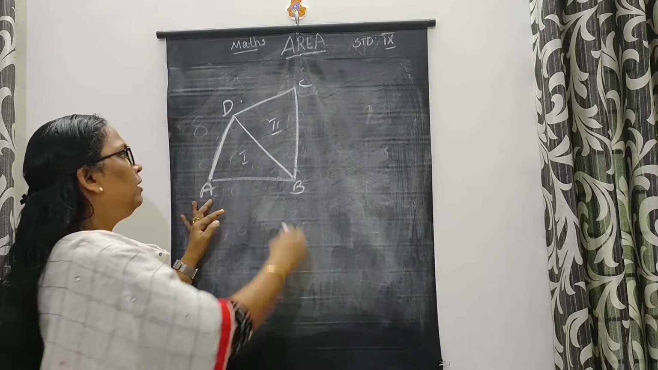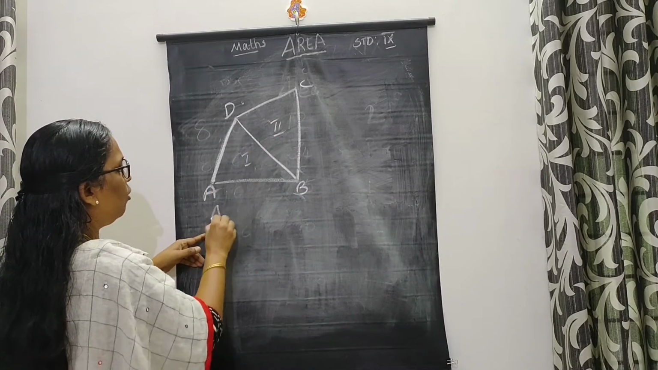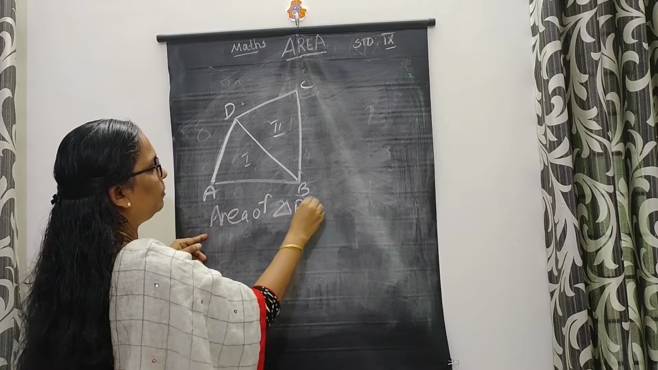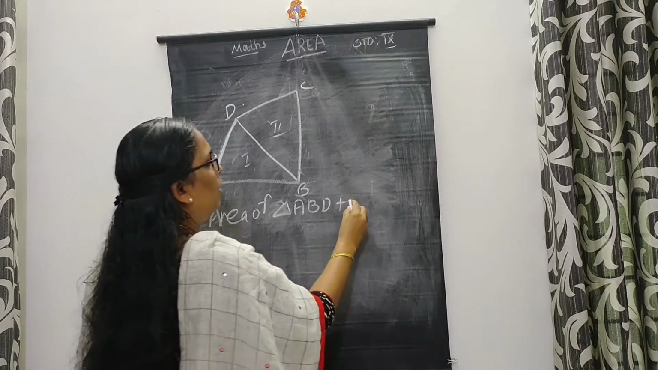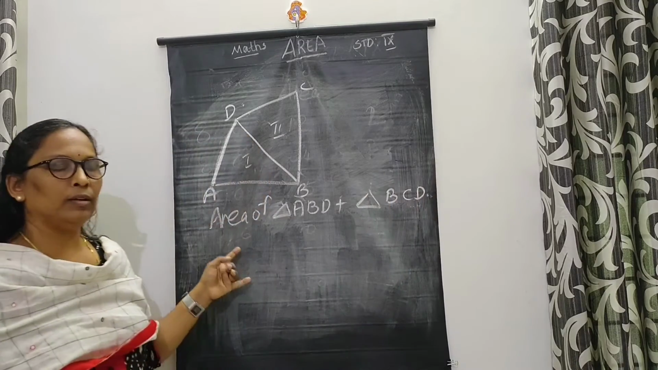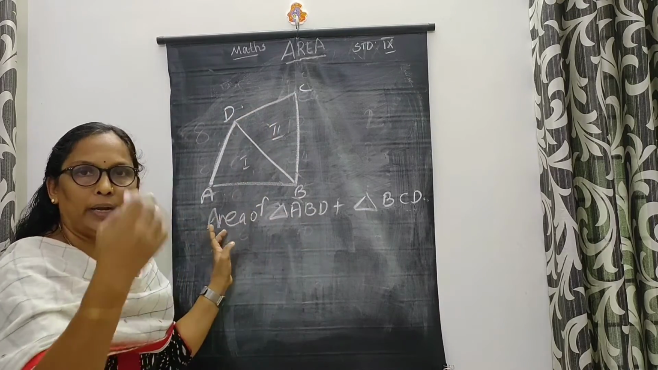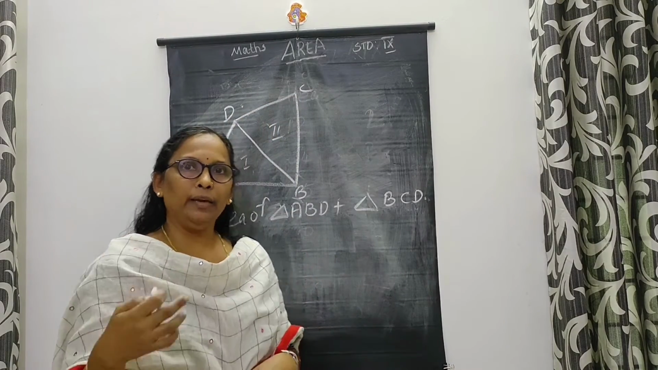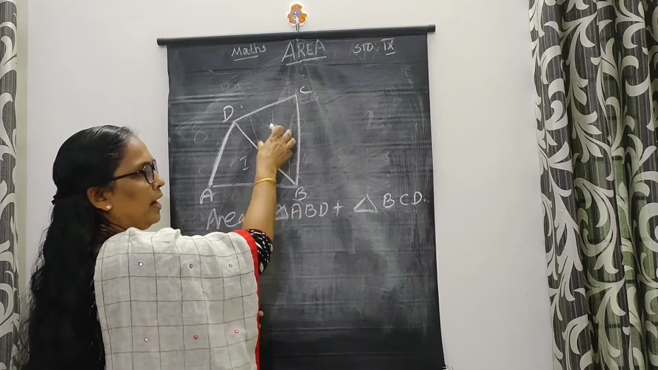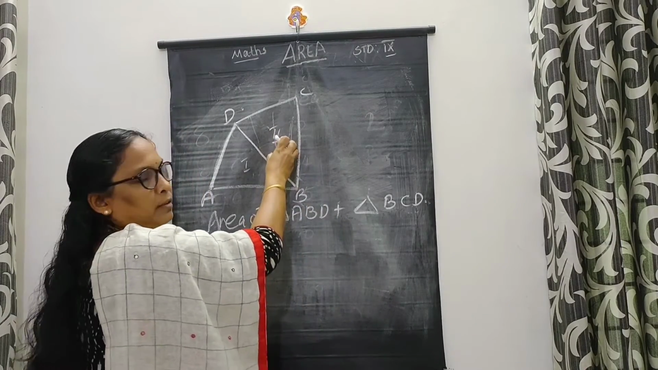For this, consider this triangle. Here the total area means area of triangle ABD plus area of triangle BCD. Then we change the triangle BCD into another triangle with the same area as this triangle BCD.